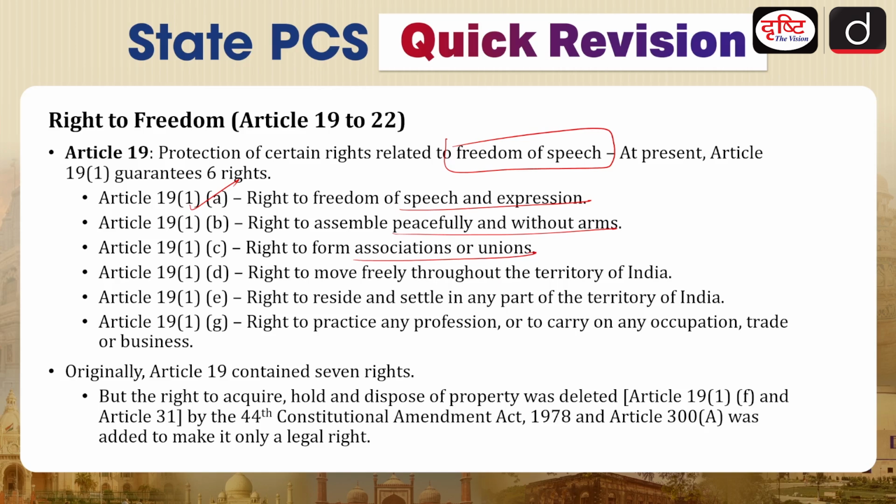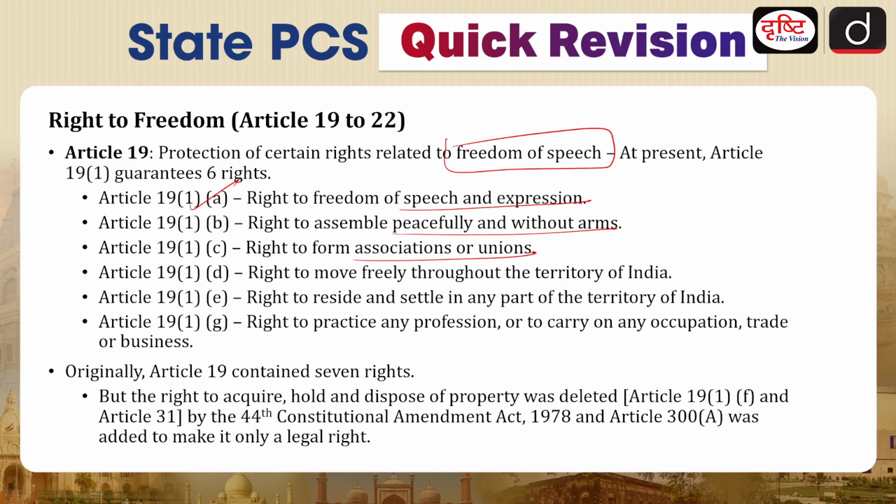In this, cooperative societies have also been added. Then the fourth one is right to move freely throughout the territory of India. Fifth is right to reside and settle in any part of the territory of India. And the sixth one is right to practice any profession or to carry on any occupation, trade, or business. Now these rights are given, but there are certain reasonable restrictions which are also there. So these rights are not absolute in nature.